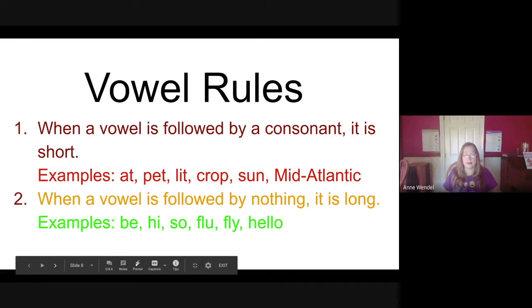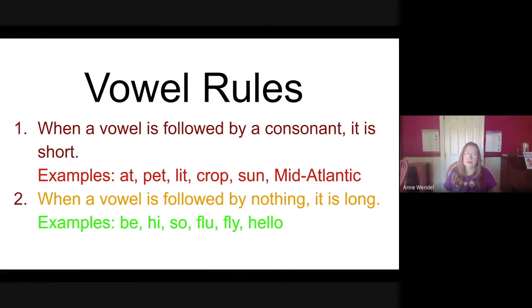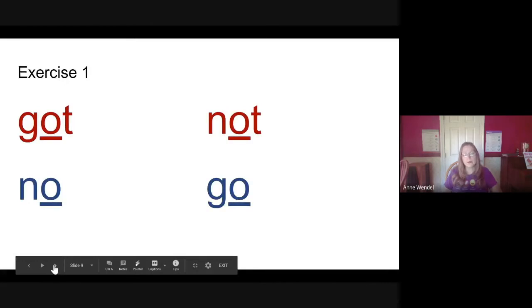Rule number 1 says, when a vowel is followed by a consonant, it is short. Some examples are at, pet, lit, crop, sun, mid-Atlantic. Rule number 2 says, when a vowel is followed by nothing, it is long. Some examples are be, hi, so, blue, fly, and hello. Now we're going to use these rules to figure out the sounds in these words.